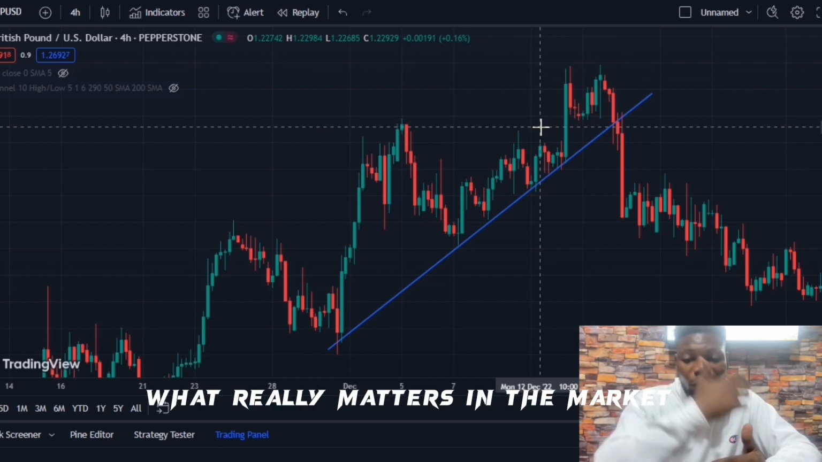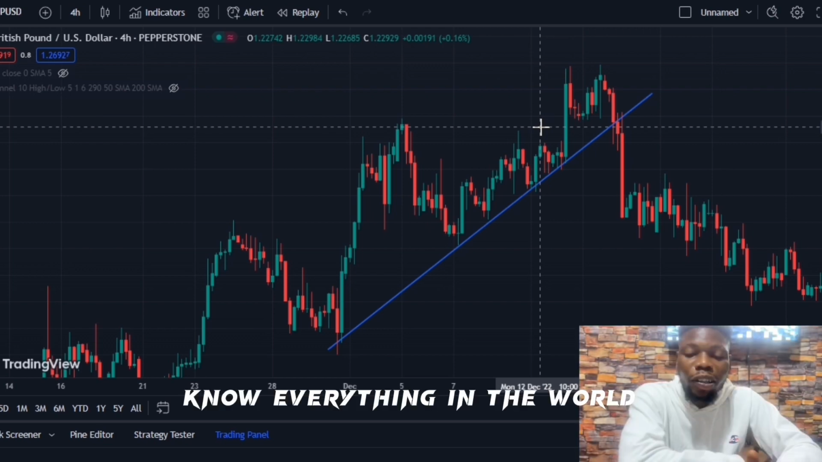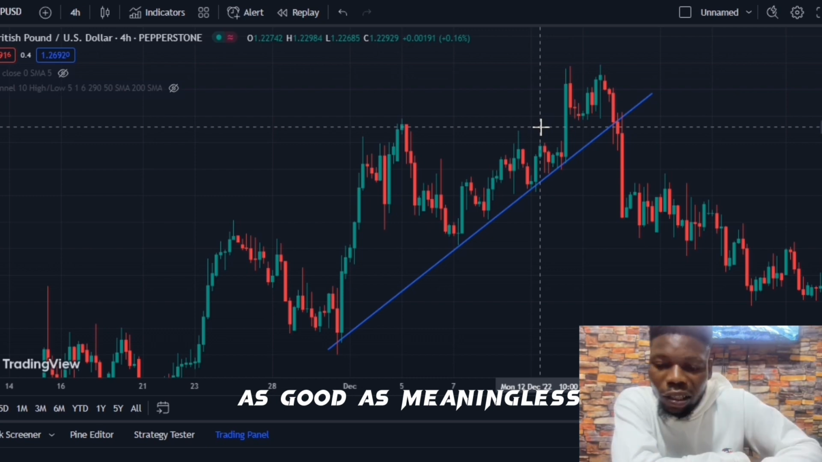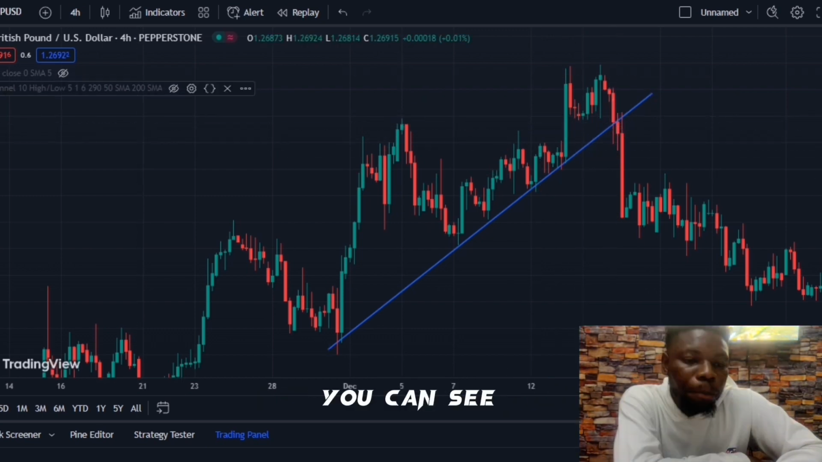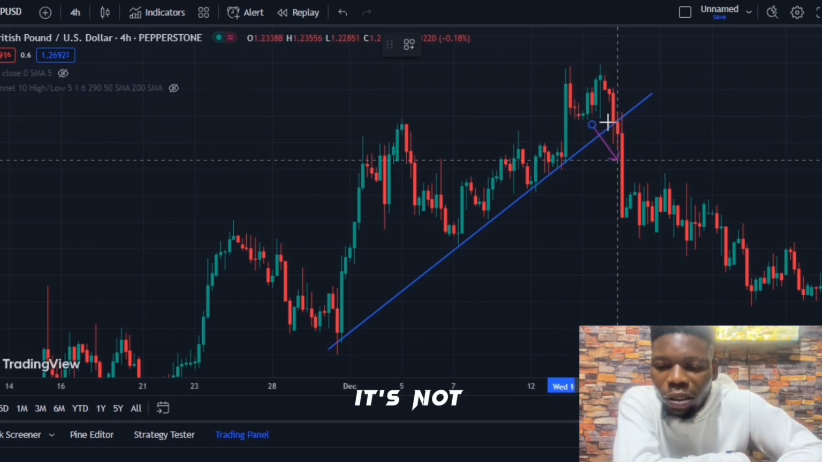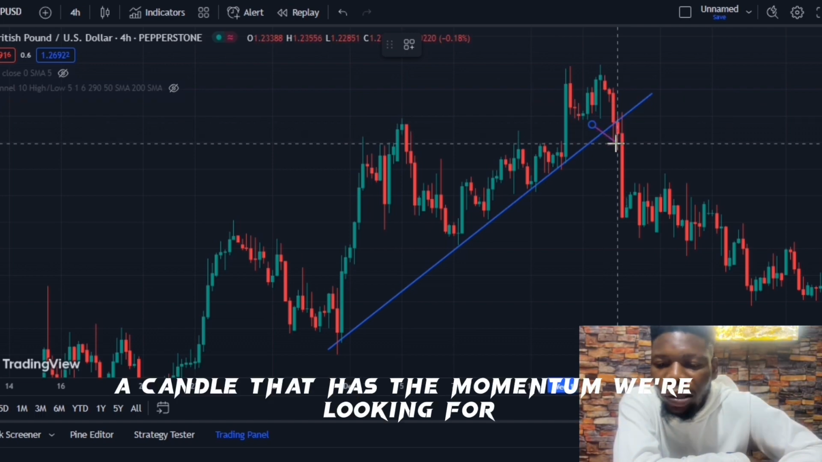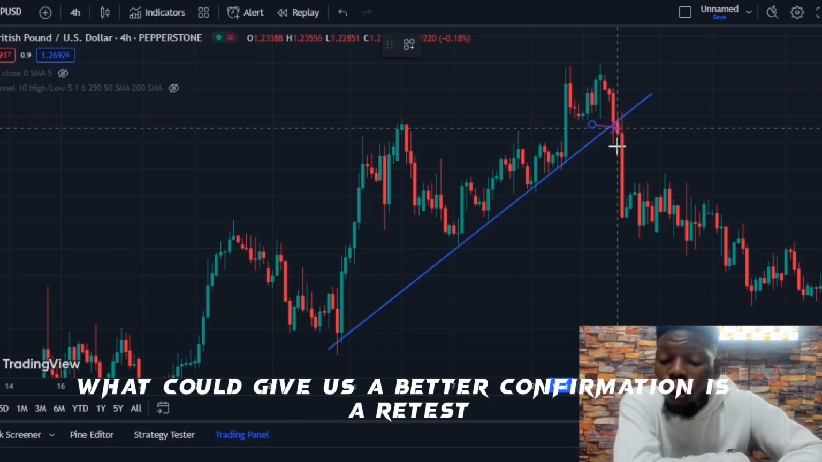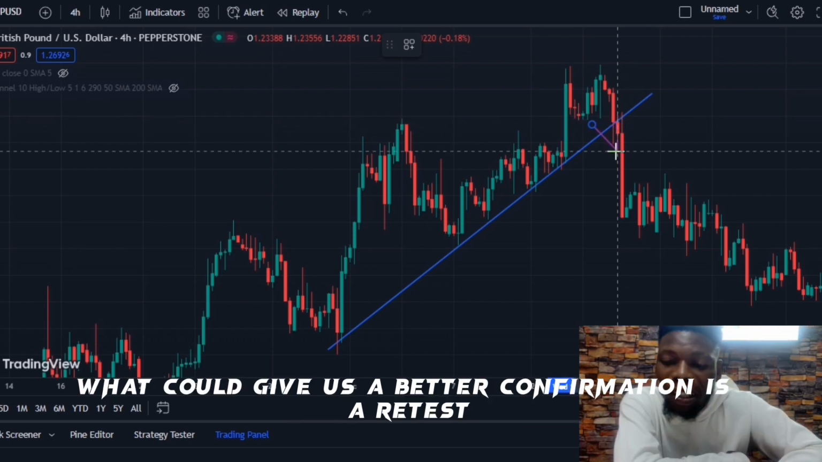What really matters in the market is when you are making money. If you like everything in the world, but you can't get money from the market, it's as good as meaningless. So guys, you can see the market broke out, but it's not a candle that has the momentum we're looking for that could show that the sellers are in charge of the market. So what could give us a better confirmation is a retest.